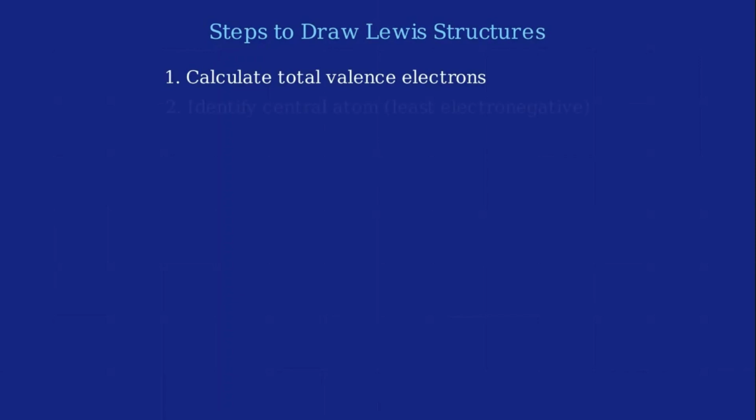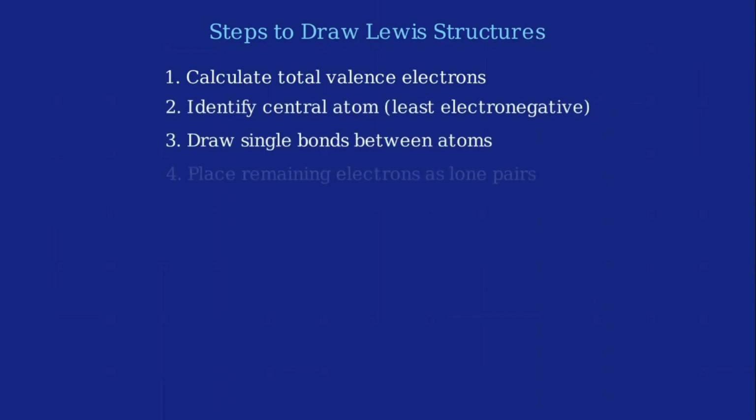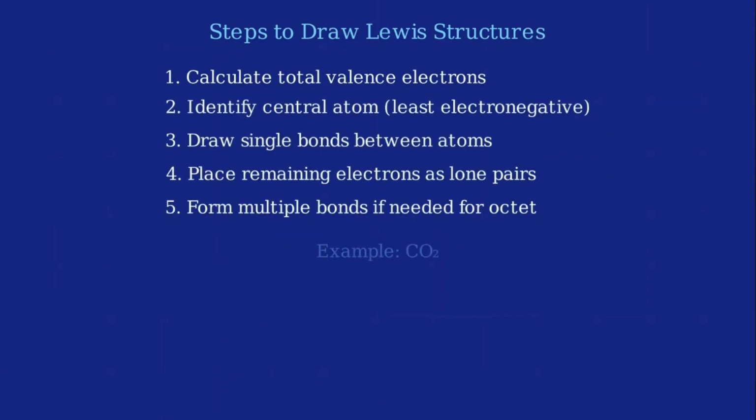To draw Lewis structures, follow these steps. First, calculate the total number of valence electrons. Second, identify the central atom, usually the least electronegative. Third, draw single bonds between the central atom and surrounding atoms. Fourth, distribute the remaining electrons as lone pairs to satisfy the octet rule. Finally, if the central atom lacks an octet, form multiple bonds.